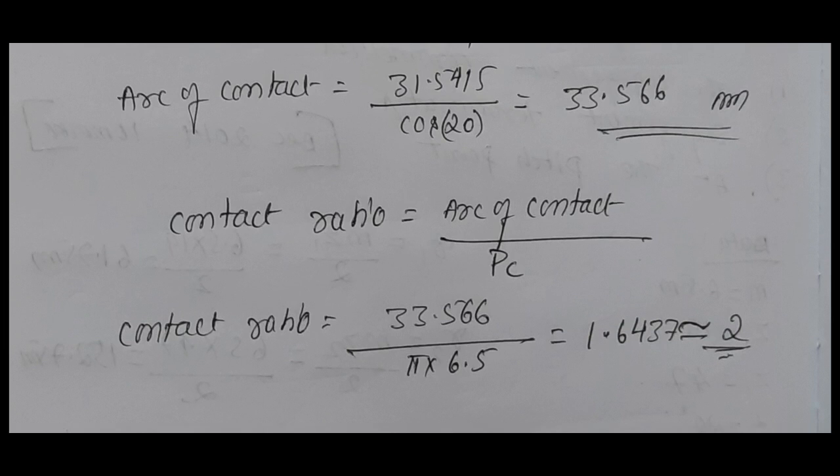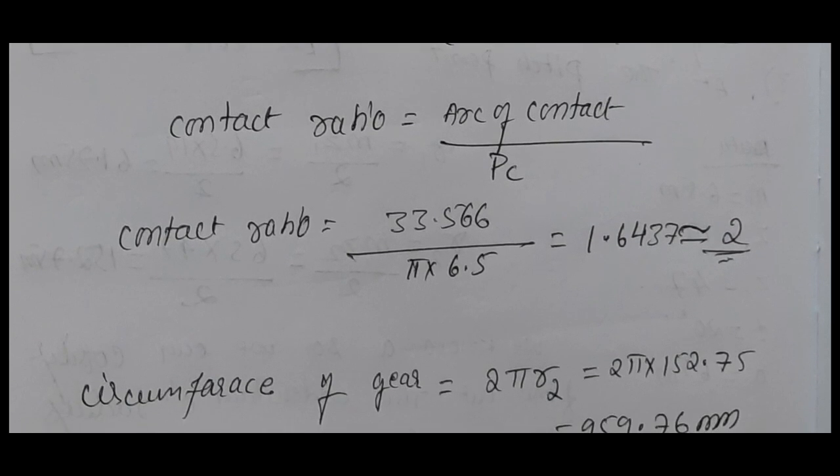So substitute the value, make a mathematical calculation. So you will come to know that it is 1.6437, which is approximately equal to 2. Contact ratio for the given case is how much? Approximately 2. Two number of teeth is in contact.